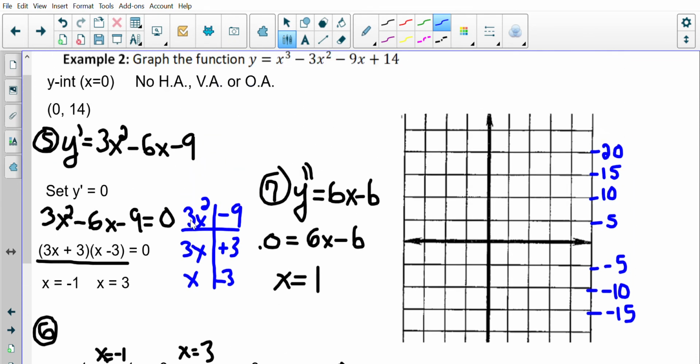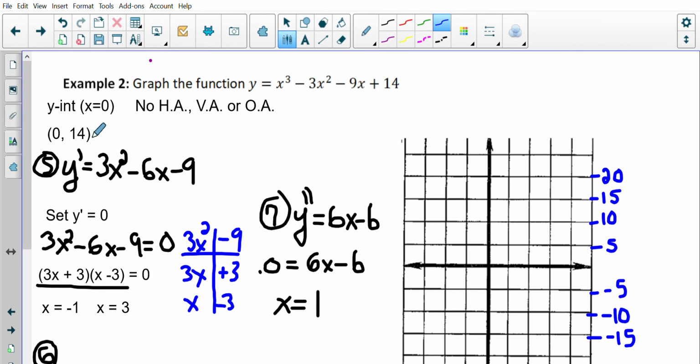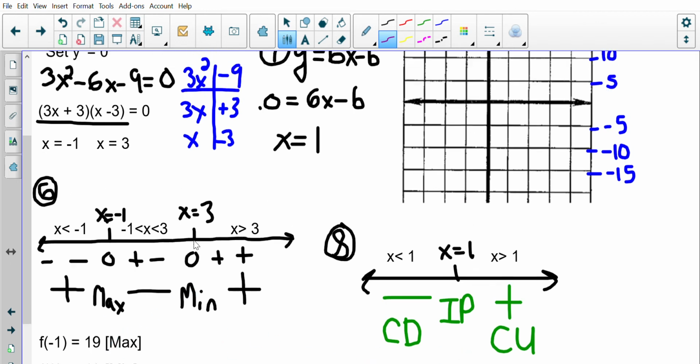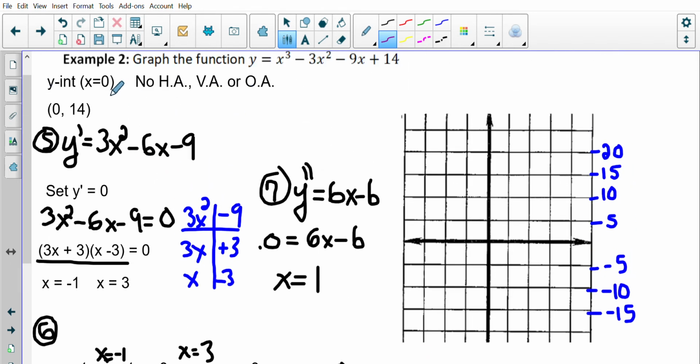All right, now here we go. Graphing this thing. First off, I'm going to graph my y-intercept. All my points, actually. I'm going to graph my points that I know here. My inflection points, my max and mins, and my y-intercept. So those are all my reference points, key points. So 0, 14. There's the y-intercept right there.